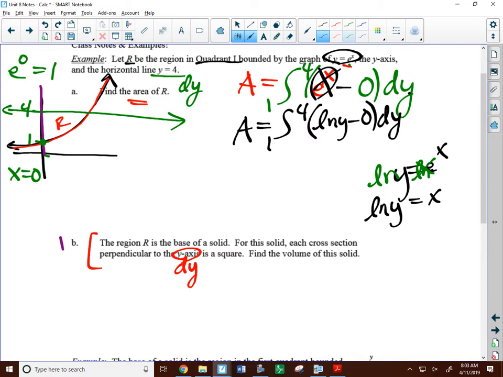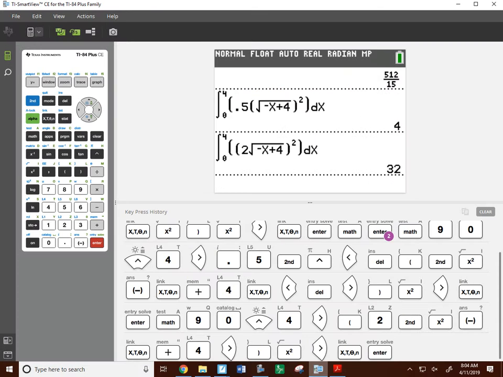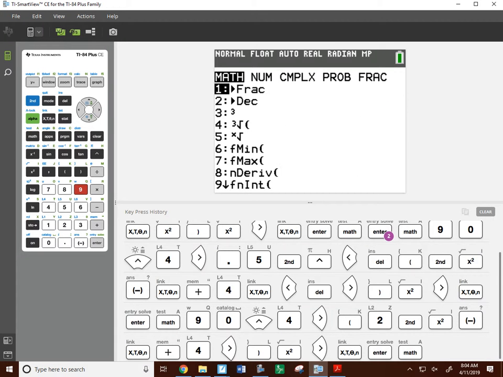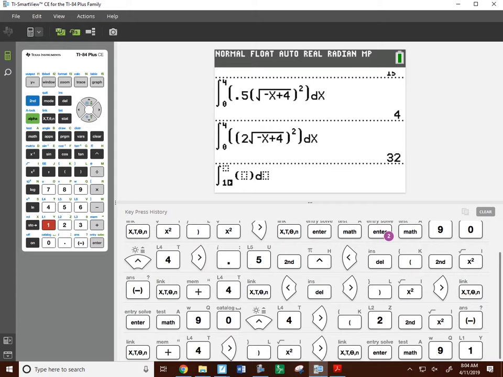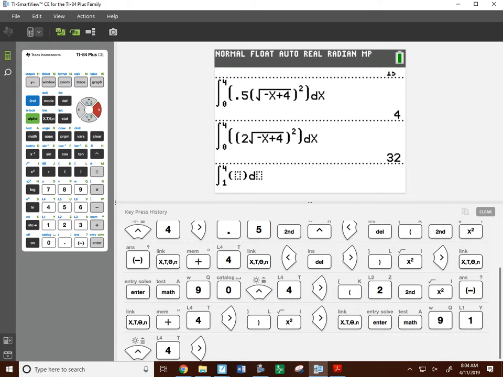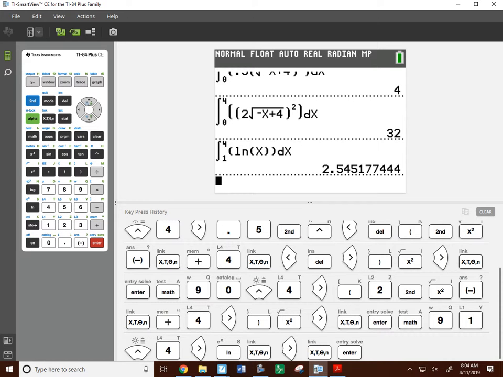Right, I should have just had this directly solve for x, because it's a dy question. I wasn't replacing it. This should have just been natural log y from the start. Okay, then I'm going to put this in my calculator. 1 to 4, ln y. I guess I'll do it over here. 1, 4. I gotta put ln x. Yeah, so about 2.545.